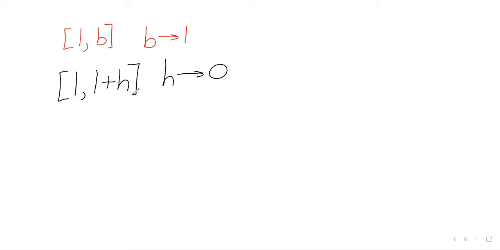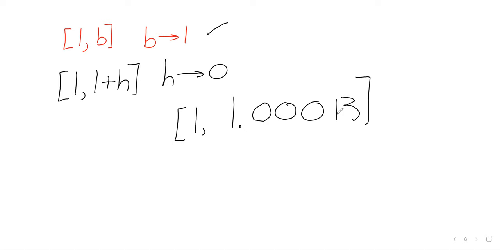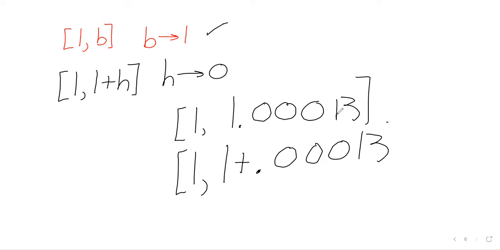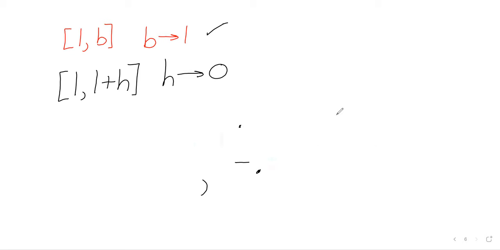Is it clear to everyone that these are two different ways of discussing the same idea? If you have 1 and then you have some number close to 1, 1.00013, that's the same as having 1 plus some small number. So these are the same concept. The second one is, in general, easier to work with than the first one.